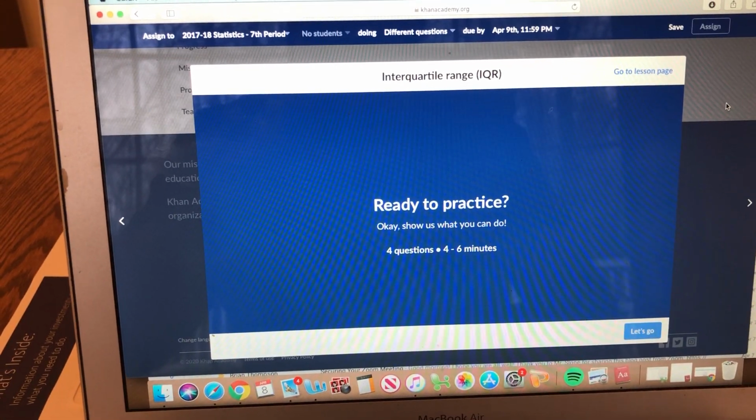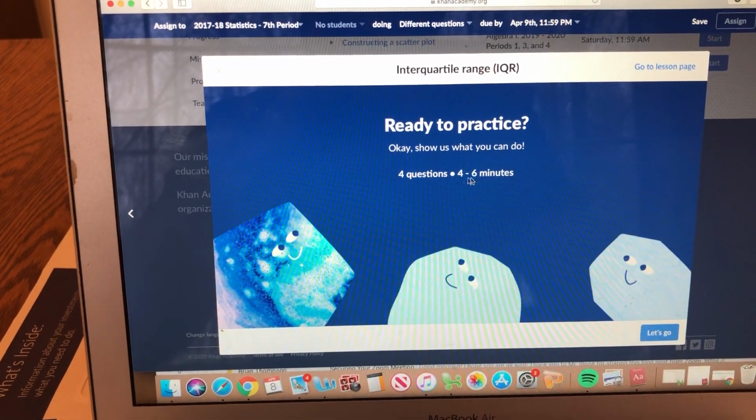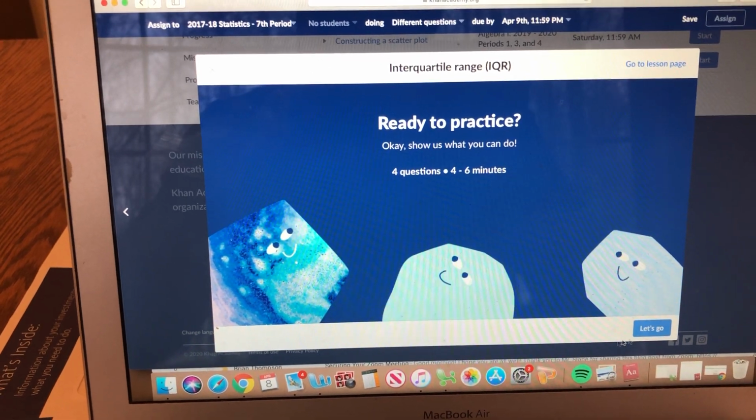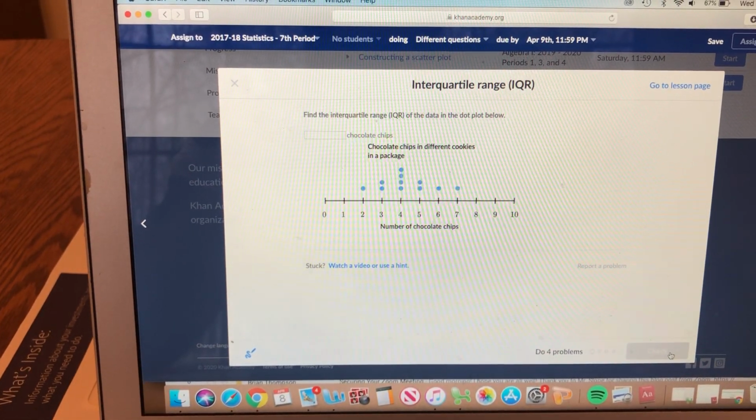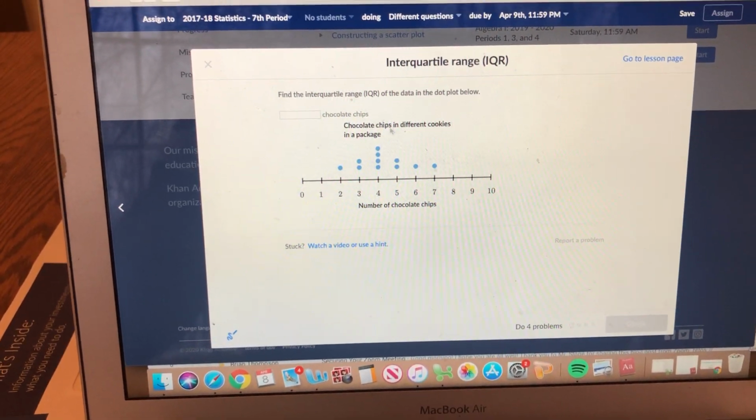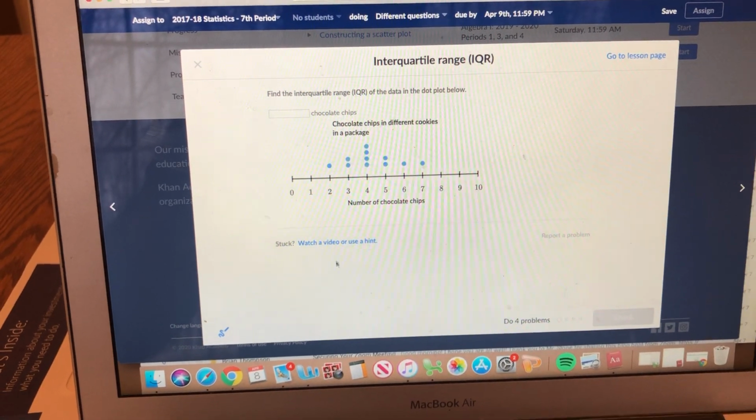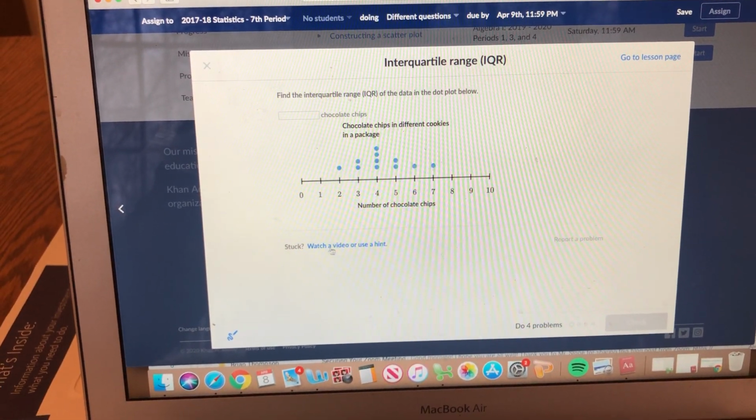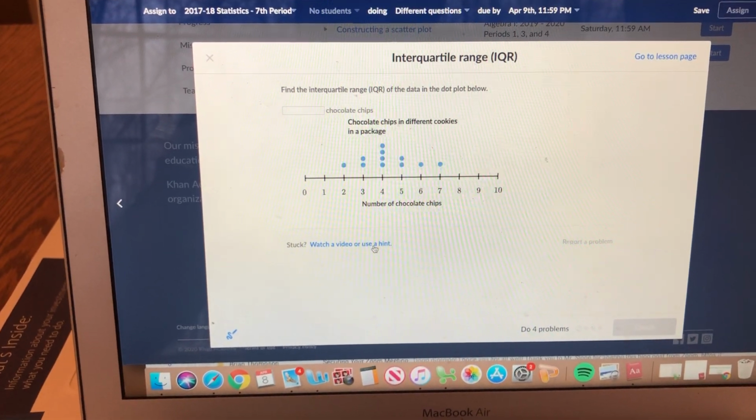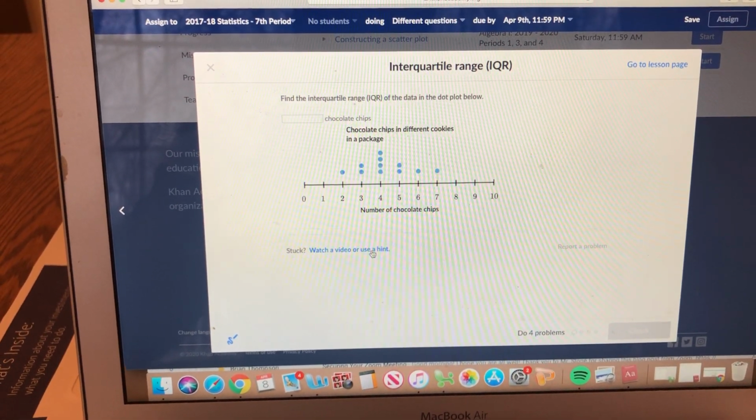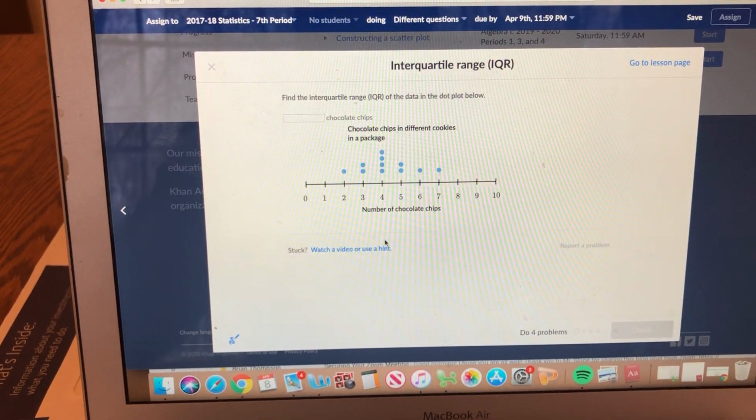All right, so the next lesson here is ready to practice. Shows what you can do. It's 4 questions. They're approximating that it'll take us between 4 and 6 minutes to do this. So let's go. All right, so find the interquartile range for the data set below. Stuck, watch a video, or use a hint. So if you do get stuck, this is here for you to use. Watch a video, use a hint, do what you need to do.